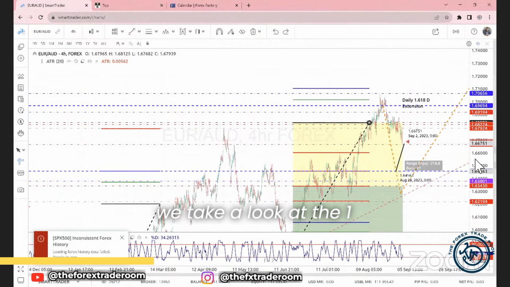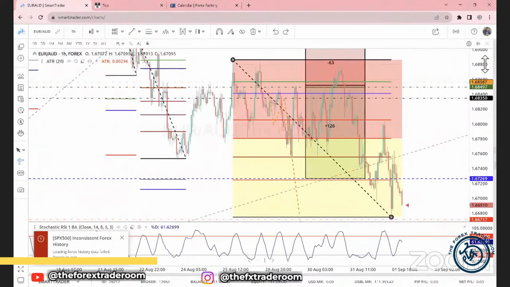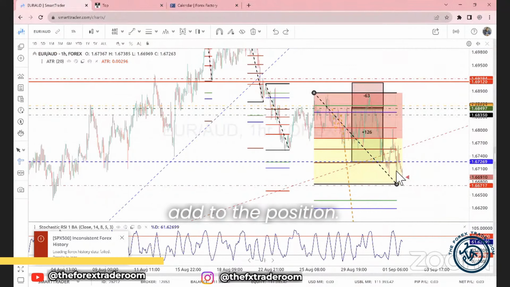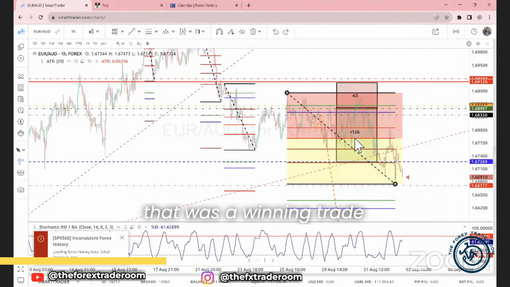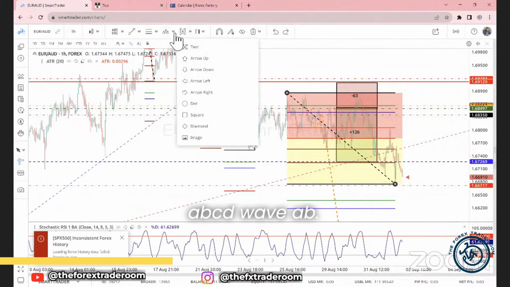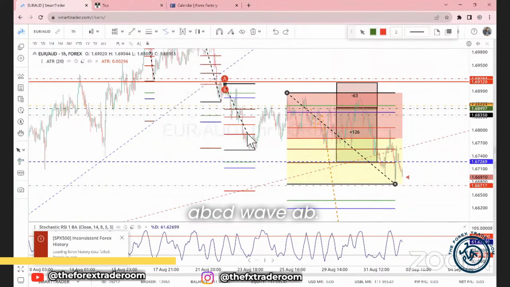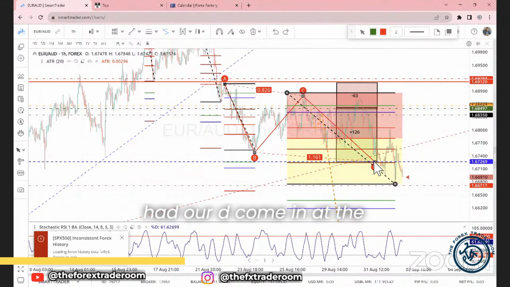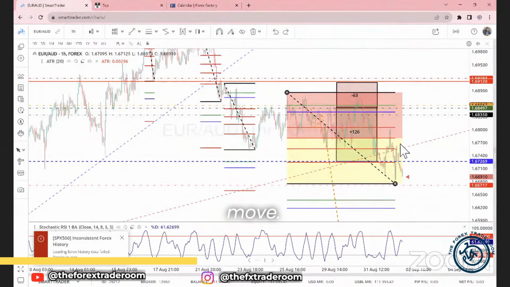So if we come down and take a look at the 1 hour, the Euro Aussie trade idea that we put out for those who were looking for that initial setup or people looking to add to the position, that was a winning trade at 126 pips and it's still pushing lower. So that was the previous ABCD wave. A, B, we had our C, and then we had our D come in at the target. Boom. The risk on that was 63 pips, hit the 126 pip target. That was a pretty clean move.